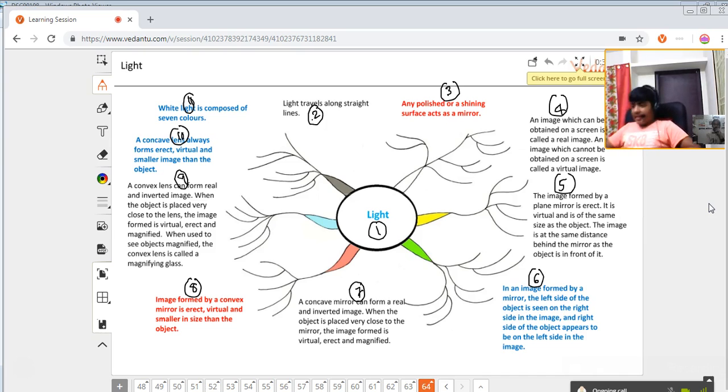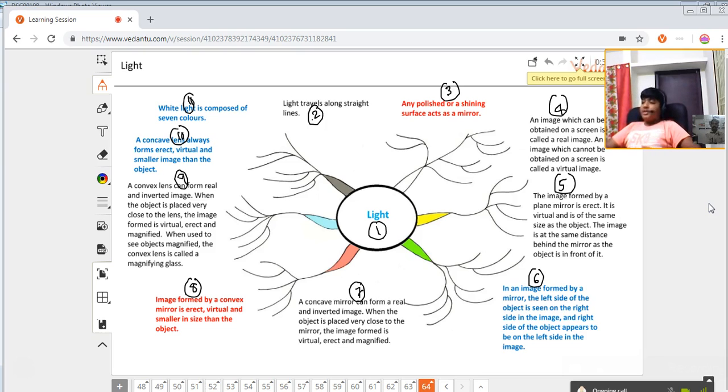Another property is that any object that is thoroughly polished or has a natural shine acts as a mirror. And then after that, I move on to real and virtual images. Basically, an image that can be obtained on a screen is known as a real image. And an image that cannot be obtained on a screen is known as a virtual image.